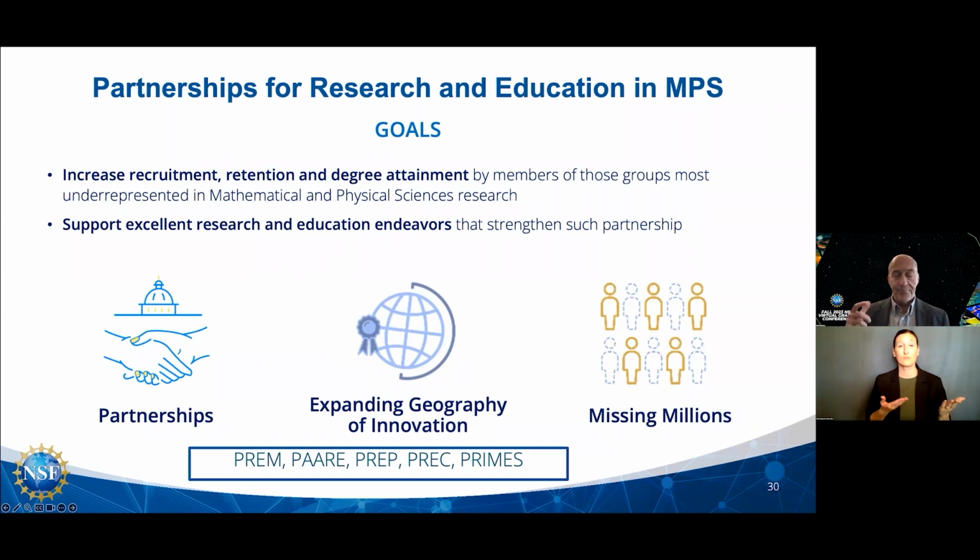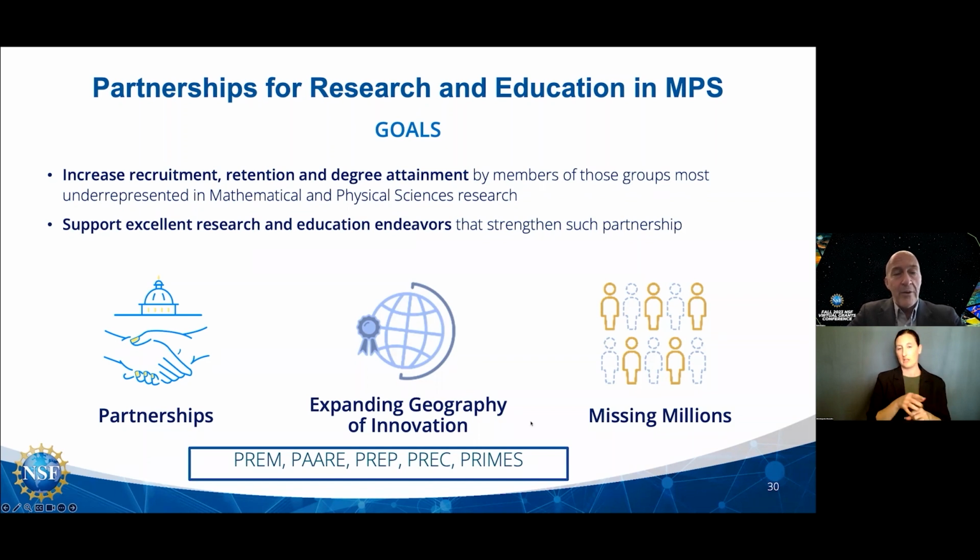There are division-specific initiatives, which of course for interdisciplinary, they can involve interdisciplinary stuff, but they're kind of housed in the individual divisions and make more sense division by division. Okay, so these are programs that provide opportunities with each division. They tend to focus on partnerships with centers and institutes that support individual research with the goal of increasing recruitment, retention, and degree attainment by members of those groups most underrepresented in MPS research.